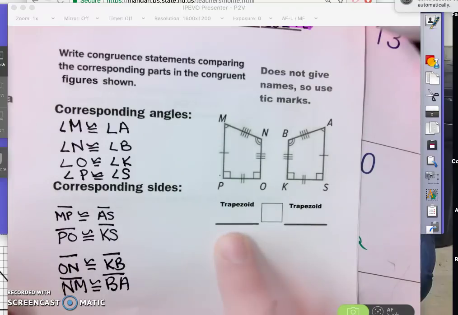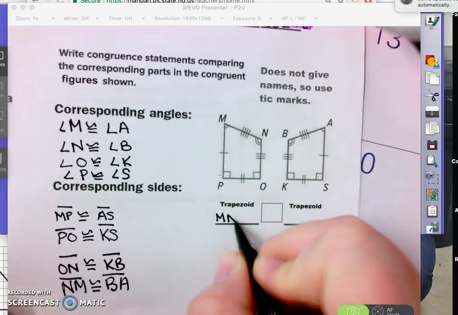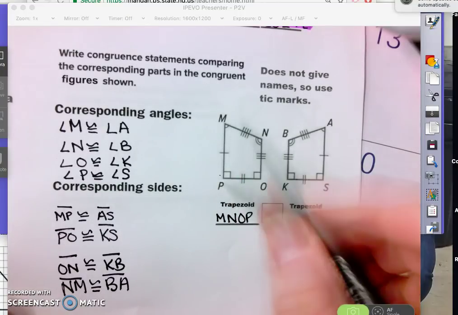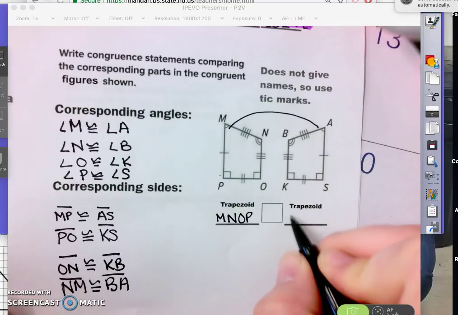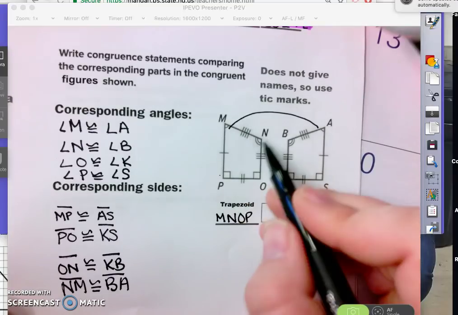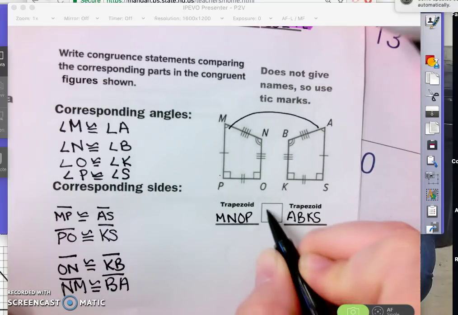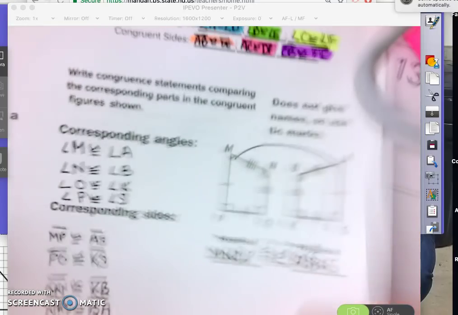Okay, so now I need to figure out the trapezoid. So trapezoid, if I start with the 1, so M, N, O, P, I want to go in consecutive order. Whichever one I start with, I have to make sure to start with the corresponding part. So that would be trapezoid A, and then I go to N, so I need to go to B, K, S. I'd have to remember my little congruence symbol. Corresponding parts here.